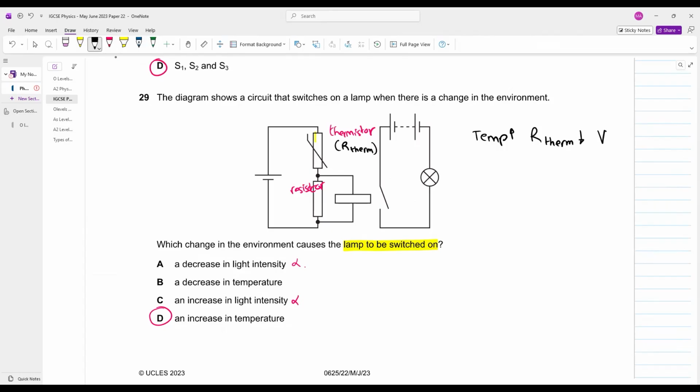As the resistance of the thermistor decreases, the voltage across the thermistor will decrease. As the voltage across the thermistor decreases, the voltage across the resistor increases. As the voltage across the resistor increases, this coil becomes magnetized, relay closes, आपका bulb जल जाएगा. D will be your answer.